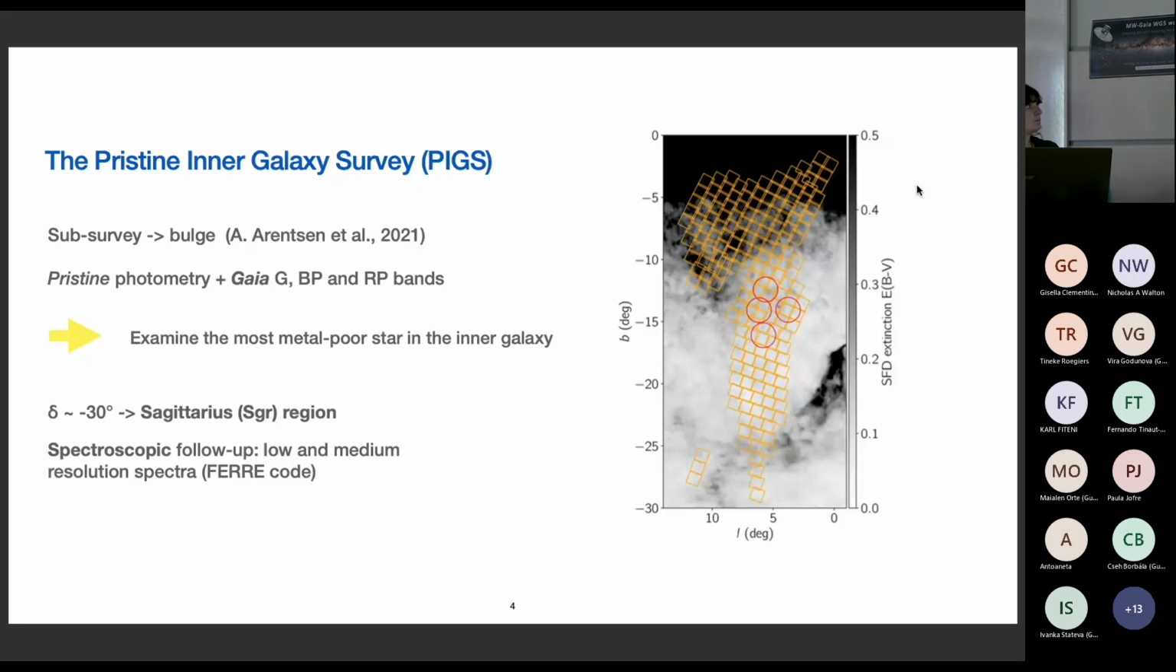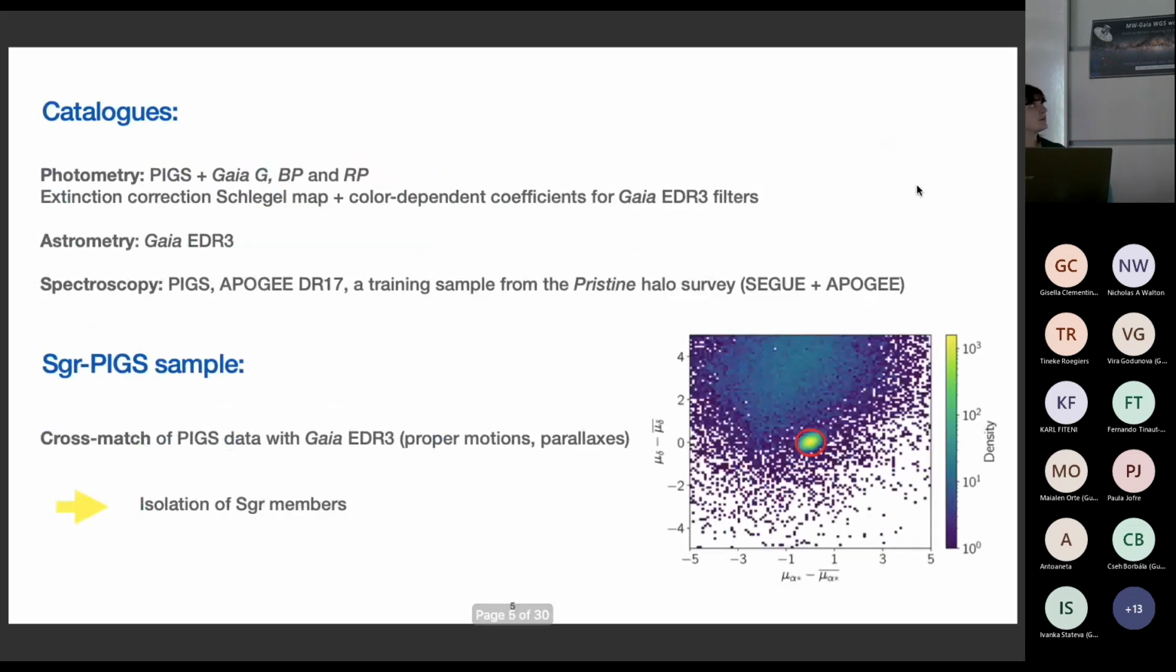For these fields, PIGS had also gathered some spectra with a follow-up, measuring and getting low and medium resolution spectra. So what I've been doing is to combine the photometric sample from PIGS with the Gaia BP and RP photometry, and to study the Sagittarius system.